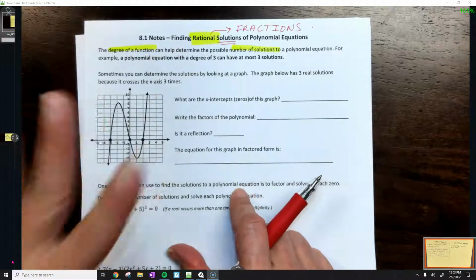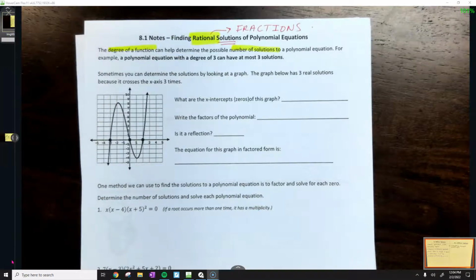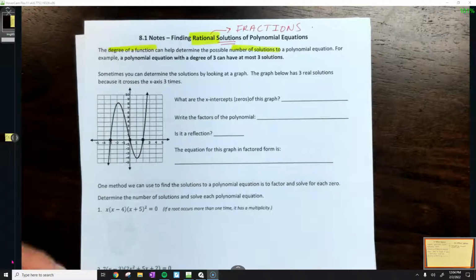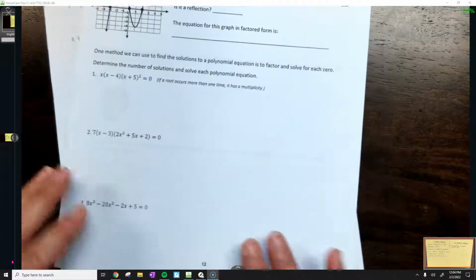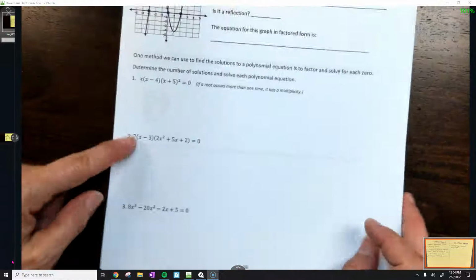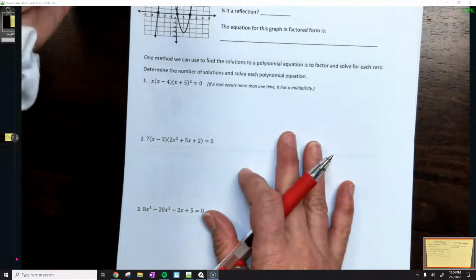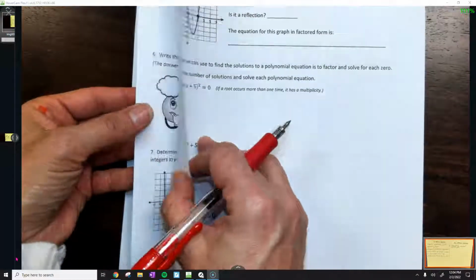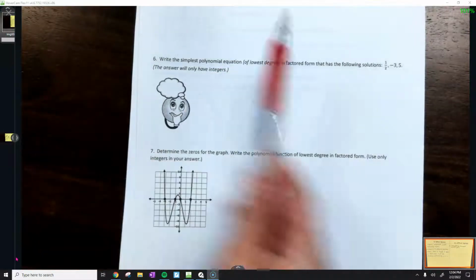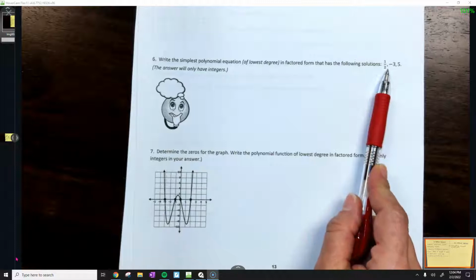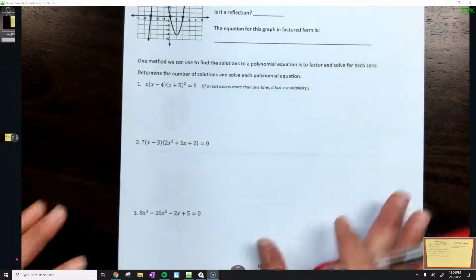So let's take a look at what's going on today for 8.1 notes. You got 3 things you're going to walk away with. First case scenario, I'm giving you a picture. You have to write the equation that matches the picture. If you look at the lower half of page 12, I'm giving you an equation. You have to solve for x. If you look at the back on page 13, on problem 6, I'm giving you the answers. You have to write the equation. So 3 separate things going on here.